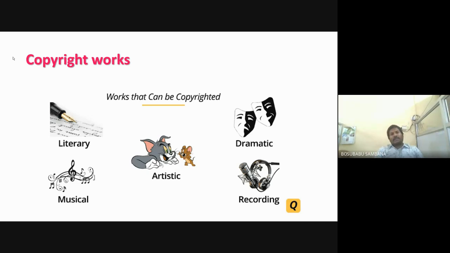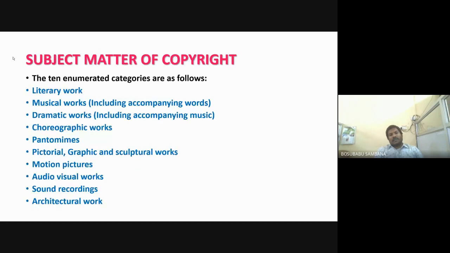Then, the subject matter of copyright. The 10 enumerated categories are as follows. The first one, literary works and musical works, including accompanying words and phonetic sounds. Dramatic works, including accompanying music, and choreographic works. Next, pantomimes, pictorial, graphic and sculptural works, poems and motion pictures like Tom and Jerry, and so many things are there now.